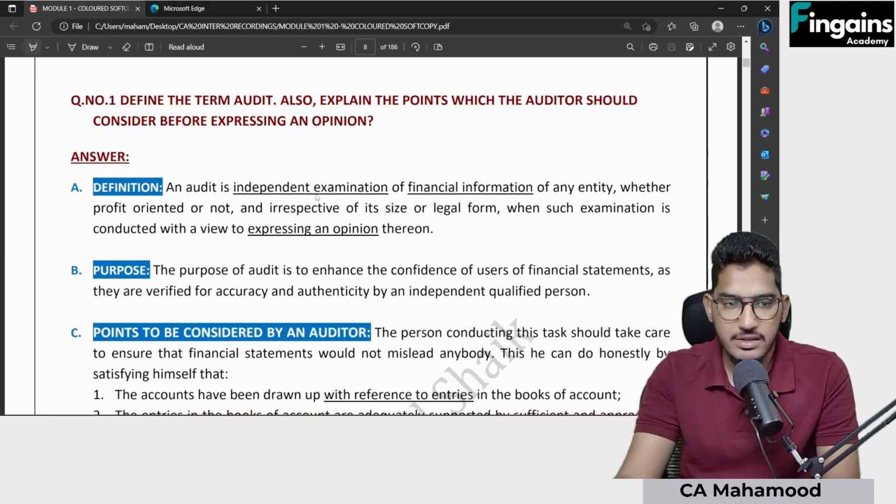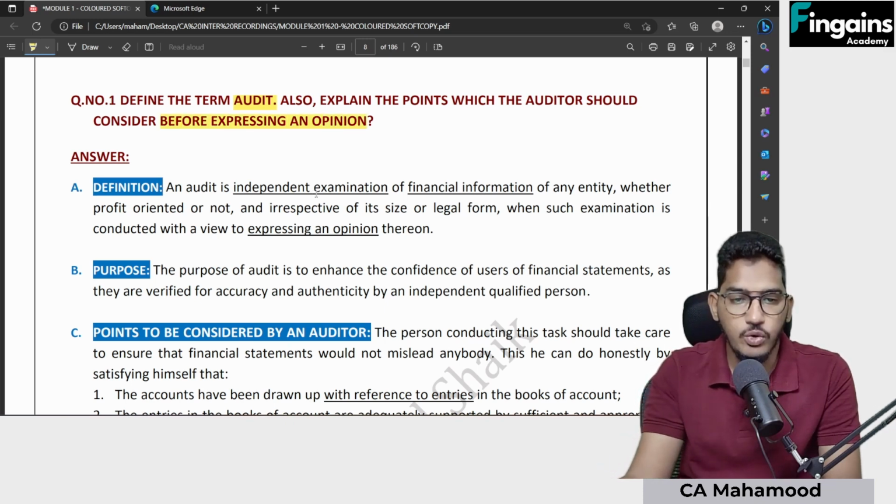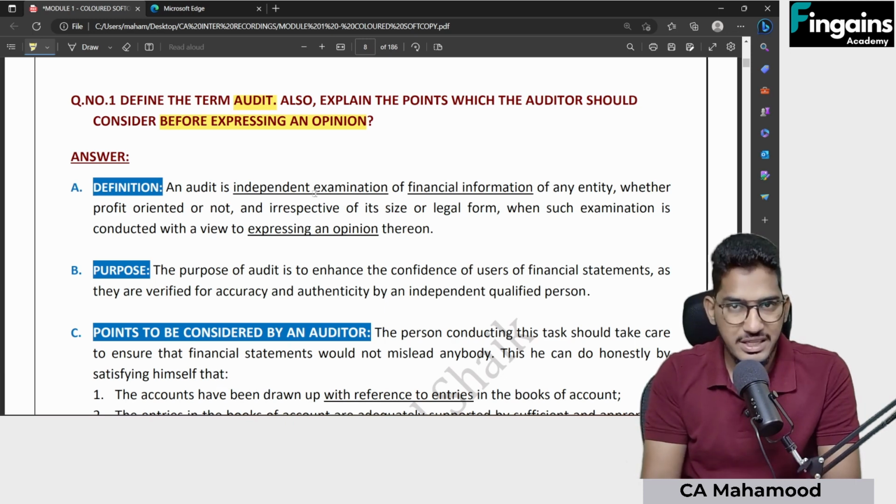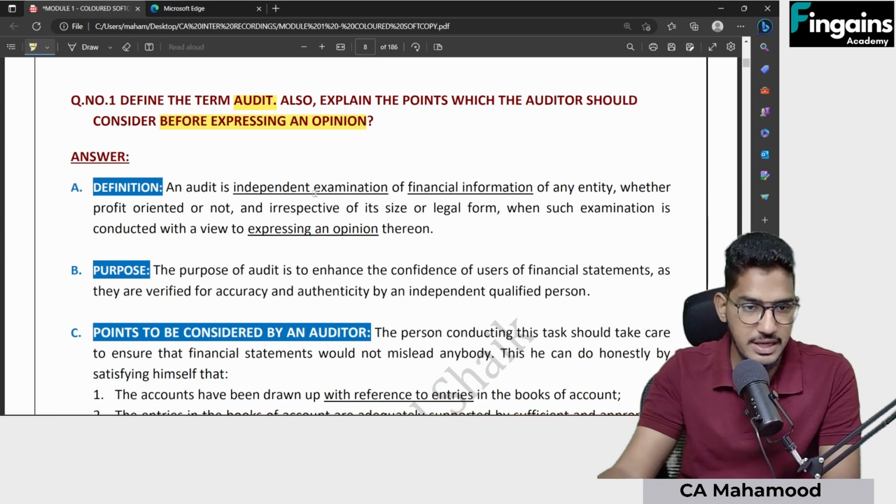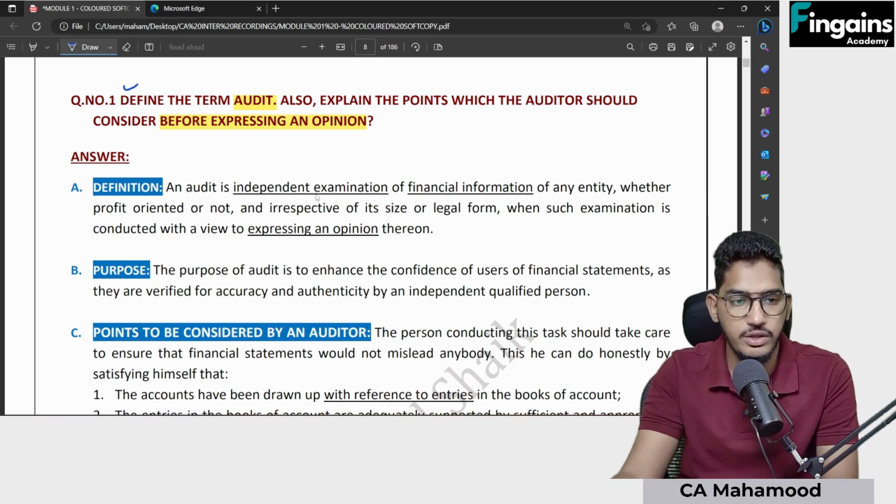What is question number 1 asking? Define the term audit. Also explain the points which the auditor should consider before expressing an opinion. So two questions are being asked. One part asks us to write the definition of audit. Do we all know this already? Yes, we all know this.